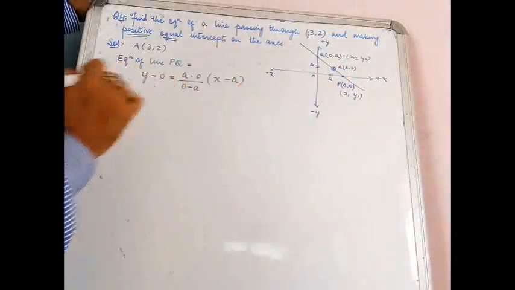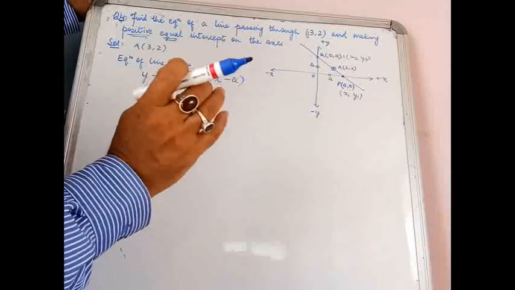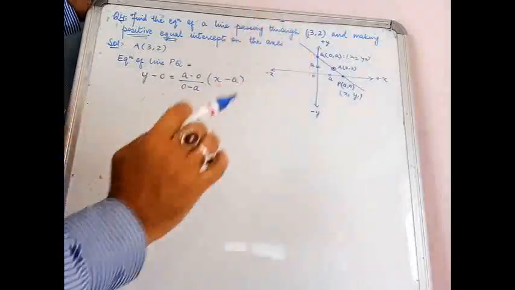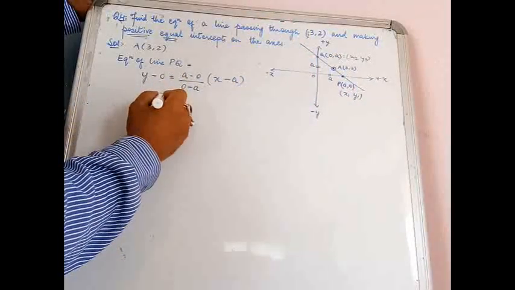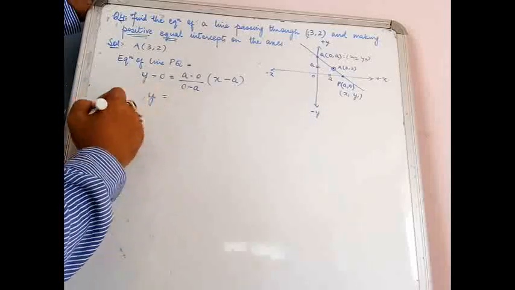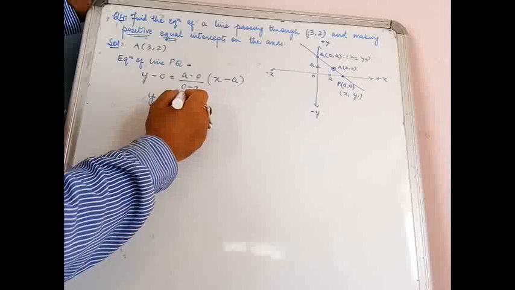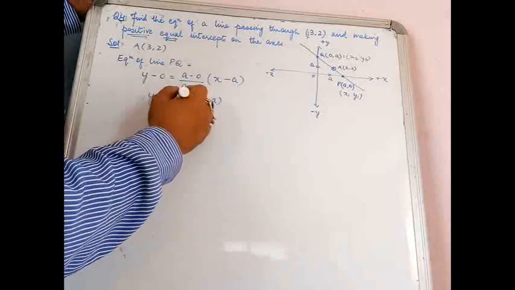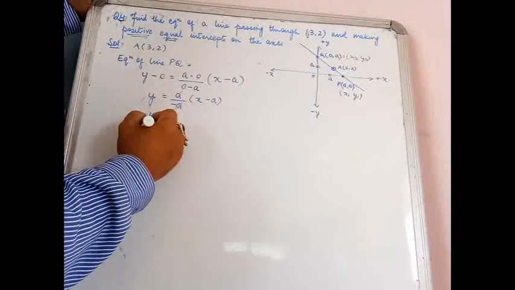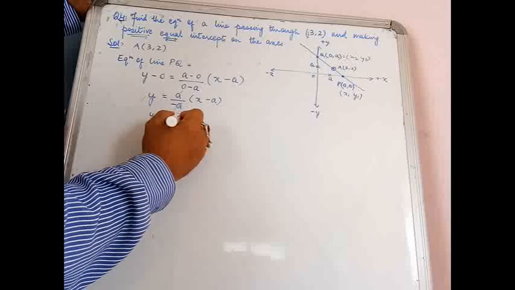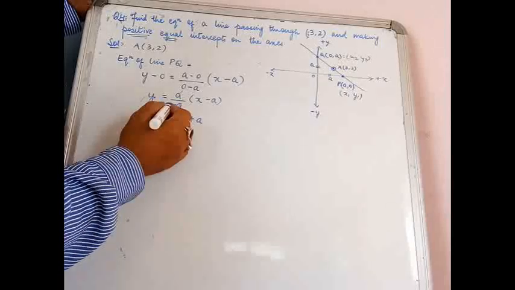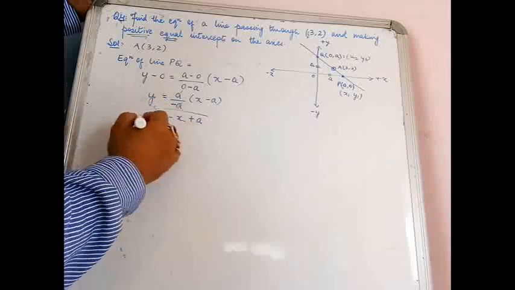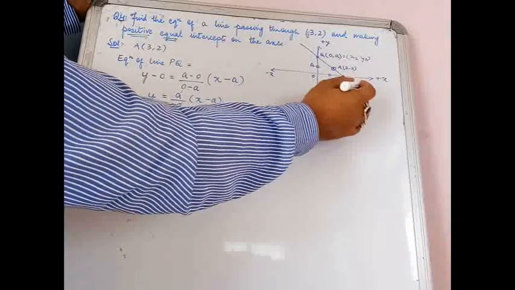By using this, am I going to get the equation in the final form? No, because I don't know the value of A yet. So let me first simplify this. y minus 0 is y, equal to A minus 0 is A, 0 minus A is minus A, and you have x minus A here. A and A get cancelled, so you get y is equal to minus x plus A. I have taken the minus sign inside the bracket, so y is equal to minus x plus A is my equation for our line PQ.